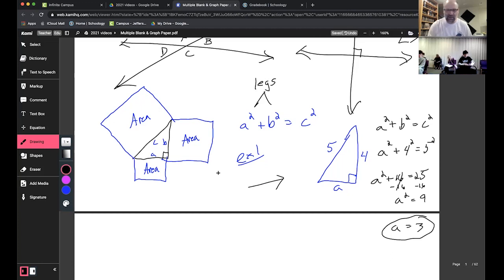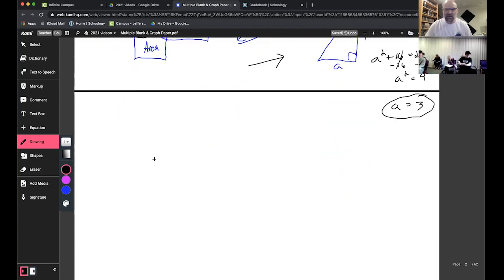Let's see if we can do another example here. See if you guys can do this one. The trick is trying to figure out which one is the hypotenuse, and it's really easy to tell because it's always opposite the right angle. See if you can find P.